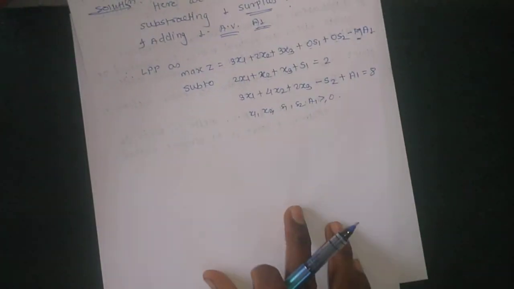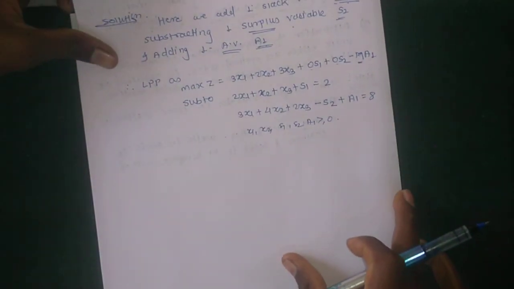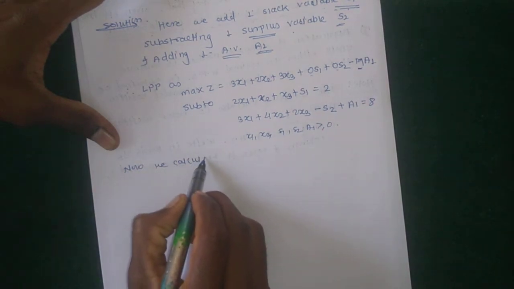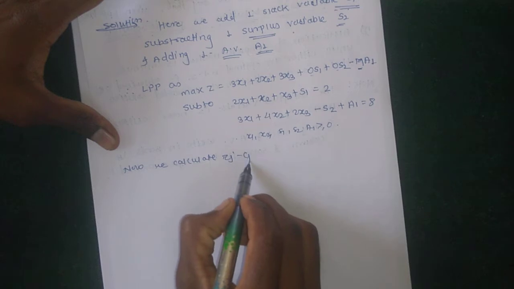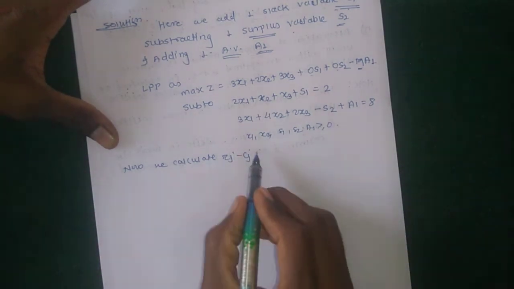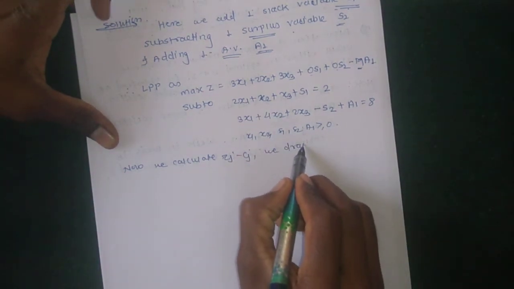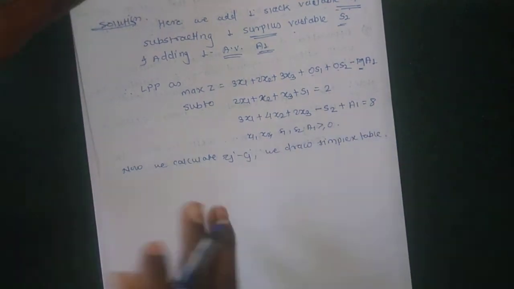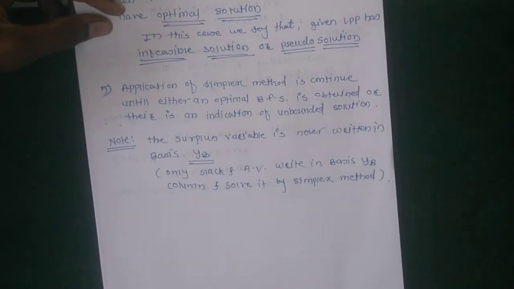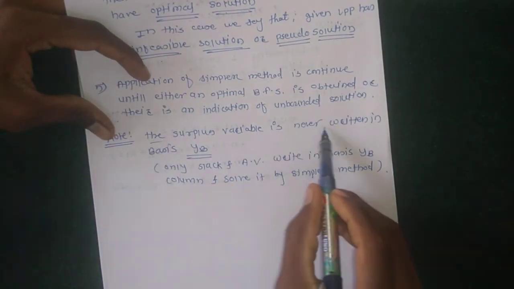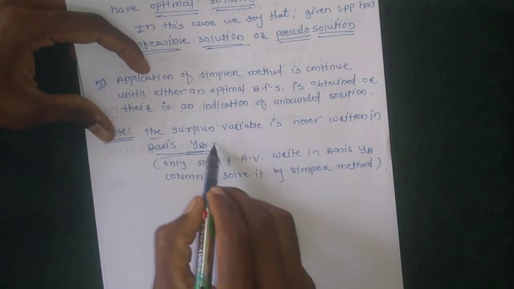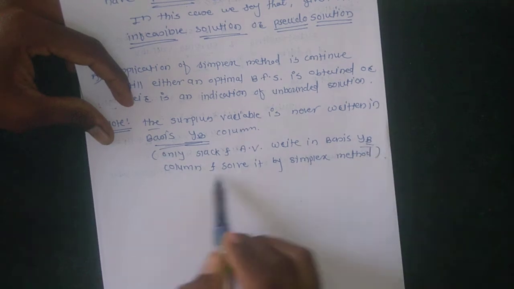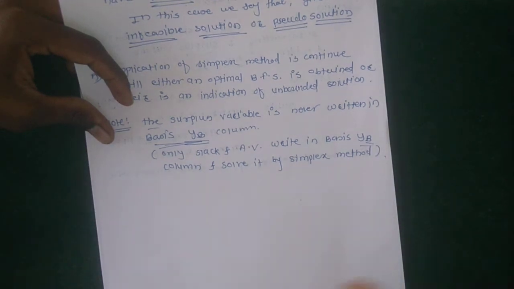So we have to find Zj minus Cj. Now we calculate Zj minus Cj. We draw the simplex table. In the simplex table, the surplus variable is never written in the basis YB column.